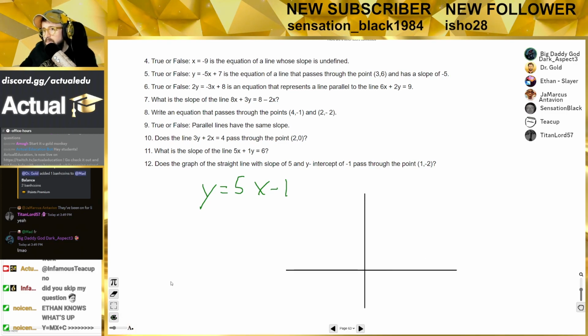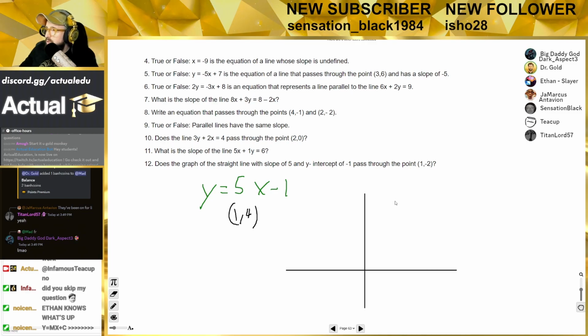It would be -5, right? No, if I plug in 1, that becomes 5 times 1 minus 1, which becomes 4. Yeah, good, 4. So this line goes through the point (1, 4), which is not what (1, -2) is.